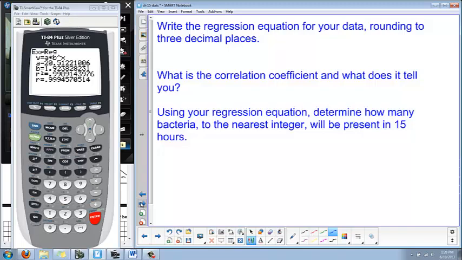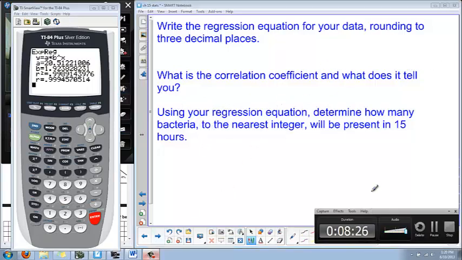Write the regression equation for your data, rounding to 3 decimal places. We kind of just did that. What's the correlation coefficient? What does it tell you? We just did that. Using your regression equation, determine how many bacteria to the nearest integer will be present in 15 hours. Okay, so this is kind of like extrapolation. It's using the equation that we figured out to figure out a missing piece, to figure out what's going to happen in the future.